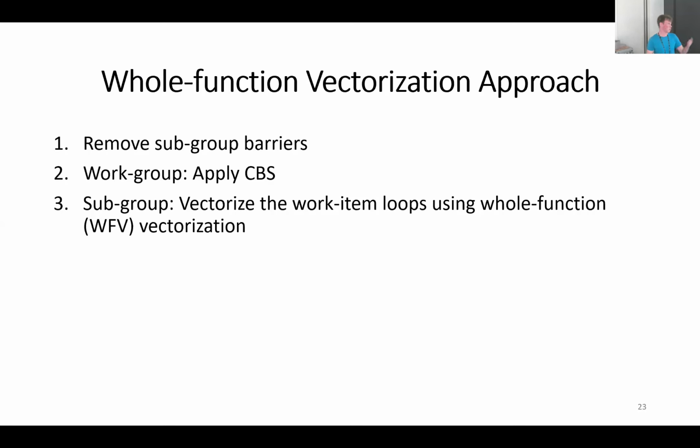Then the other approach we call a whole function vectorization approach. And here we first remove all the subgroup barriers. Then we apply continuation-based synchronization to handle the workgroup barriers. And then we vectorize the work item loop using whole function vectorization.